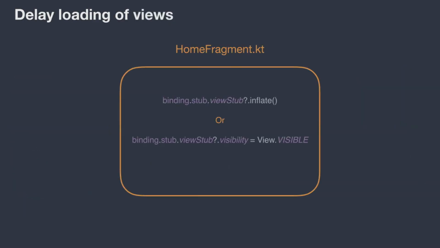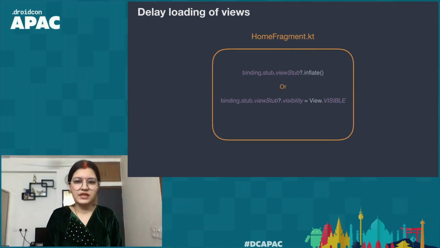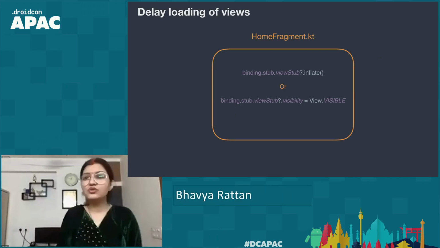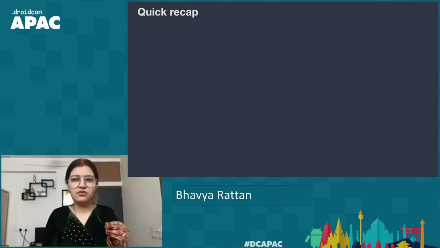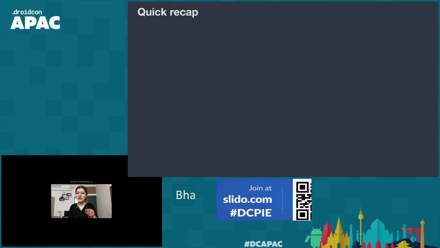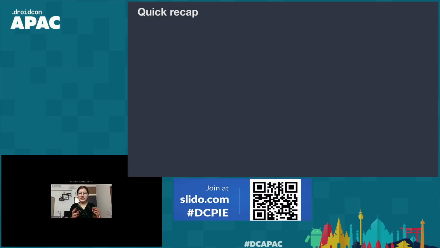So how do we use that in our fragment? If we want to inflate a view stub or make that layout visible on screen, it's very similar to toggling visibility. We can change its visibility to visible, or we can inflate it by calling the inflate function. So view stubs are very cheap layouts. They are not heavy. They do not take any space.